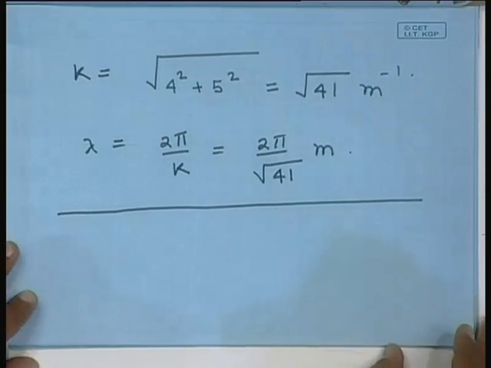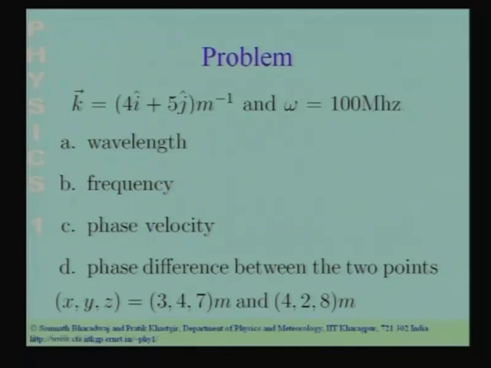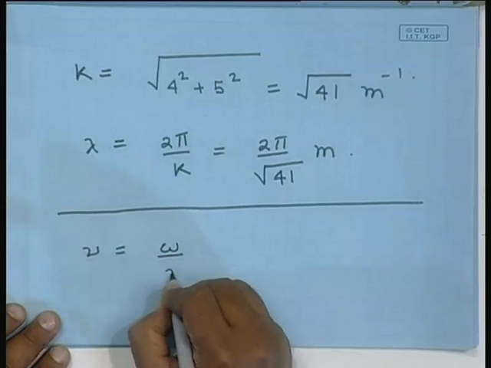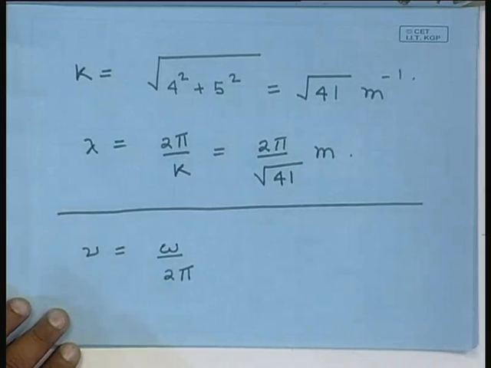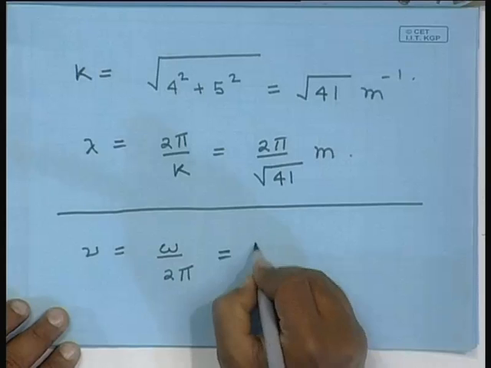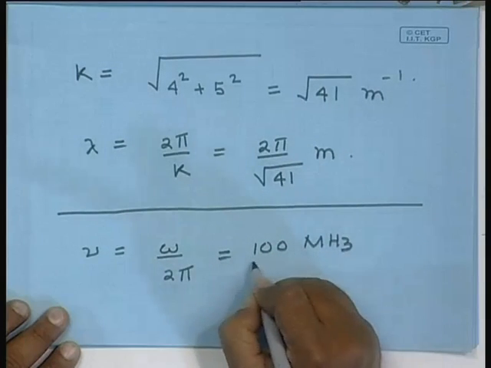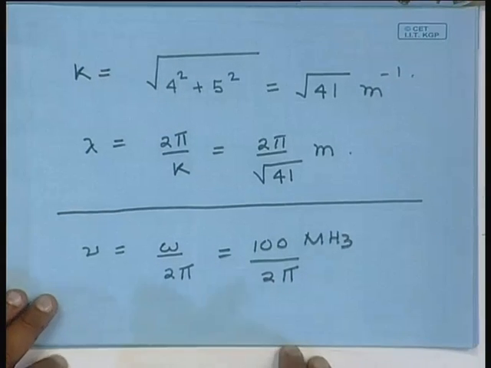The next part is to calculate the frequency. We know that the frequency of the wave is related to the angular frequency through this. So you have to just plug in the value 100, this will be 100 megahertz divided by 2 pi. So we have worked out the first two parts of the problem.